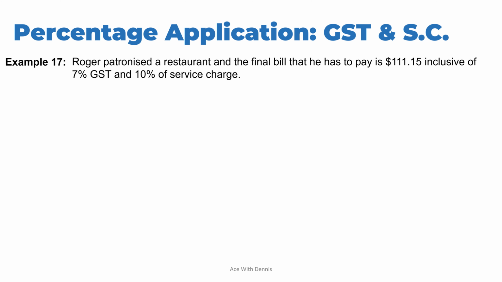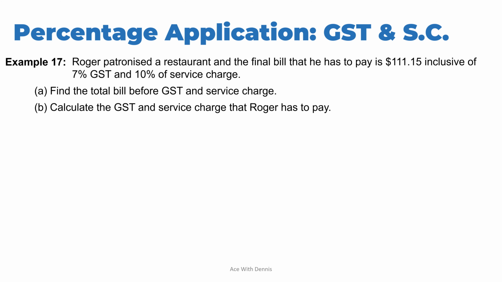Example 17. Roger patronized a restaurant and the final bill that he has to pay is $111.15, inclusive of 7% GST and 10% service charge. A. Find the total bill before GST and service charge. B. Calculate the GST and service charge that Roger has to pay.